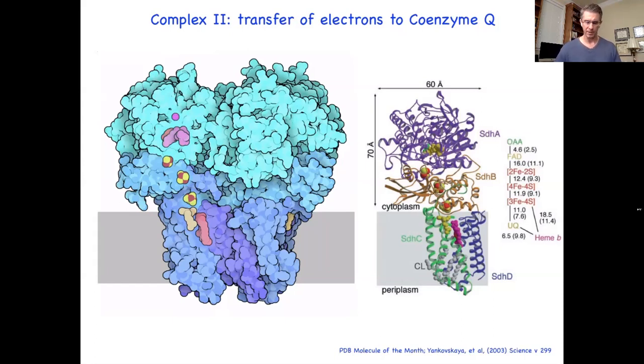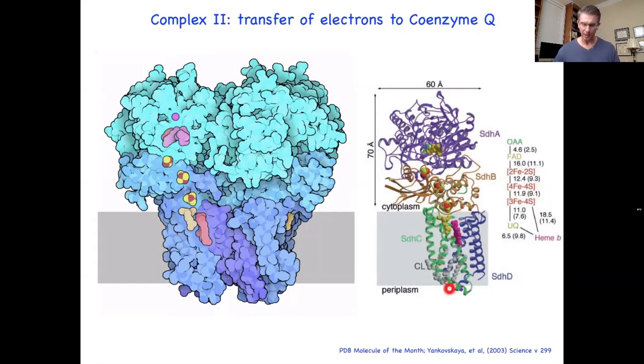Oxaloacetate is a competitive inhibitor of this enzyme, and it just co-purified with it, but it marks the active site. Those electrons go from FADH2 into this 2 iron 2 sulfur cluster, into this 4 iron 4 sulfur cluster. Sorry, then the last cluster is a 3 iron 4 sulfur cluster here, and there's the ubiquinol. And you can see in this structure, it's really pretty neat.